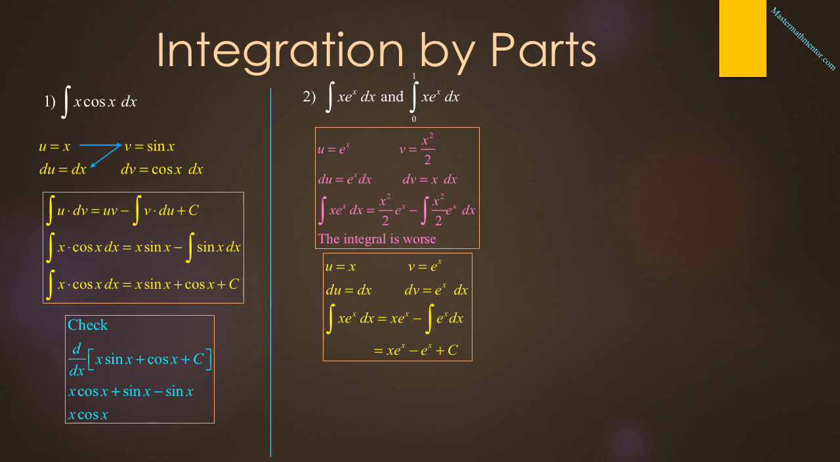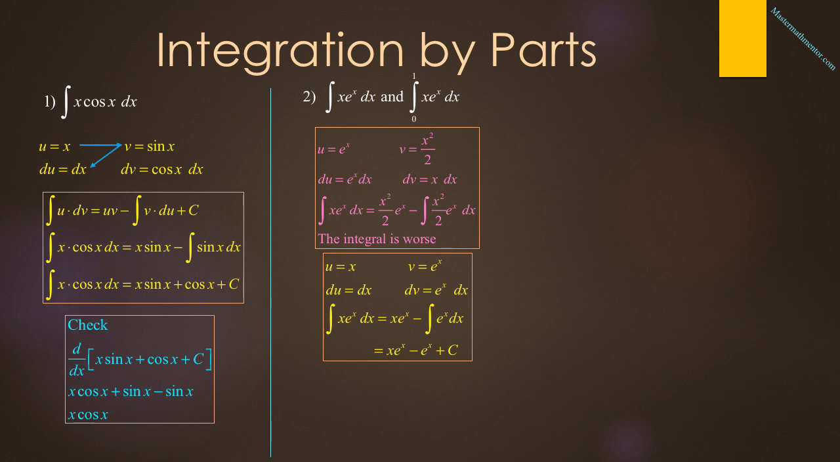Let's switch our placement of x and e to the x, making u equal x and dv equal e to the x dx. Now our integration by parts formula says that the integral of x e to the x dx equals x e to the x minus the integral of e to the x dx. And it turns out now that we have an integral that we can easily take. The integral of e to the x dx is simply e to the x. So our final answer for this integral is x e to the x minus e to the x plus c. I leave it to you to check it by taking the derivative and showing that you get x e to the x.